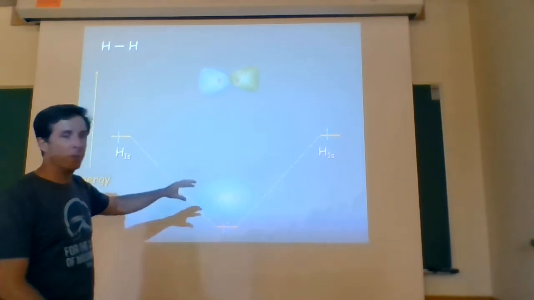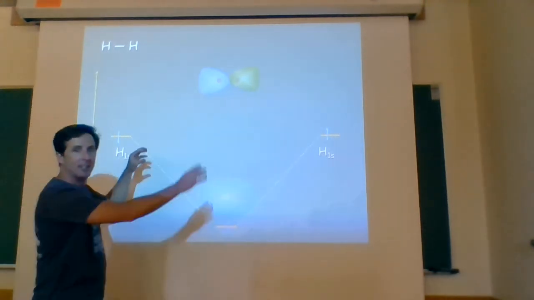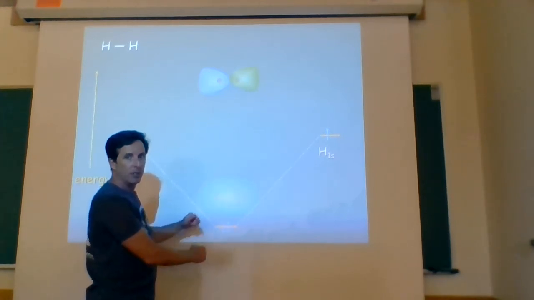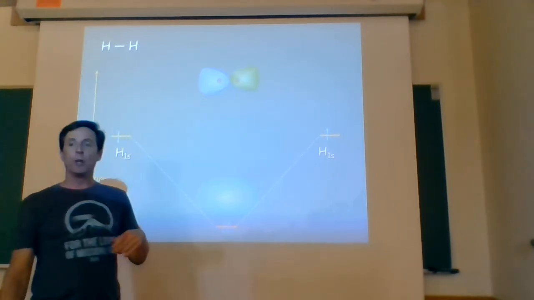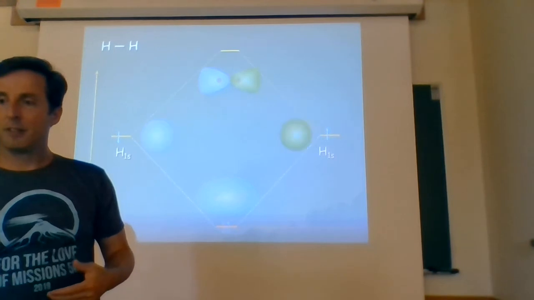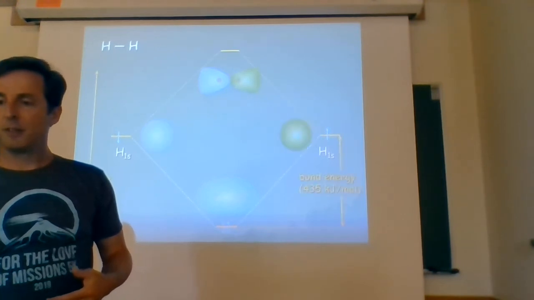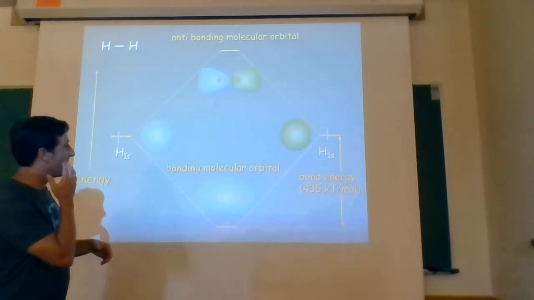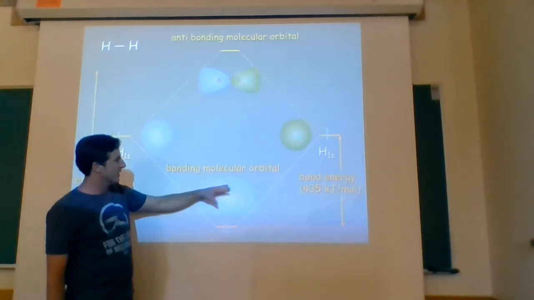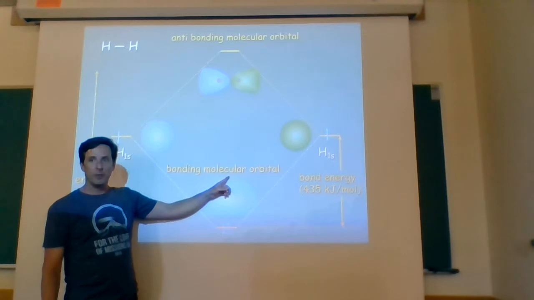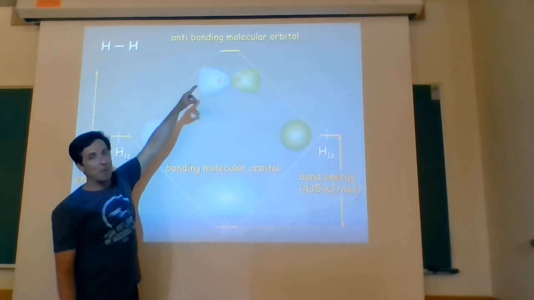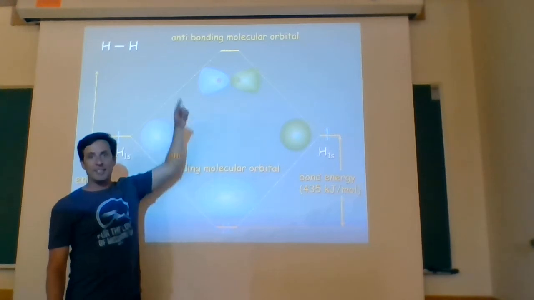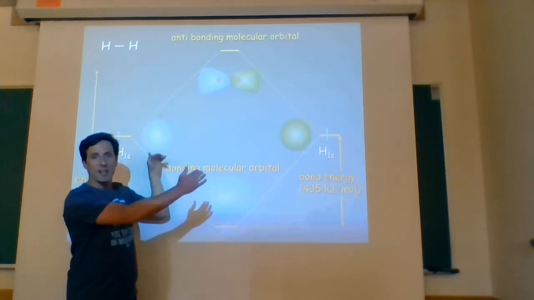So these are my 2 molecular orbitals. I combine 2 atomic orbitals. When I combine them, I get 1 good combination, 1 bad combination. We're going to name these. The good one is called a bonding orbital. The bad one is called an anti-bonding molecular orbital. So bonding is down, anti-bonding is up from where I started.